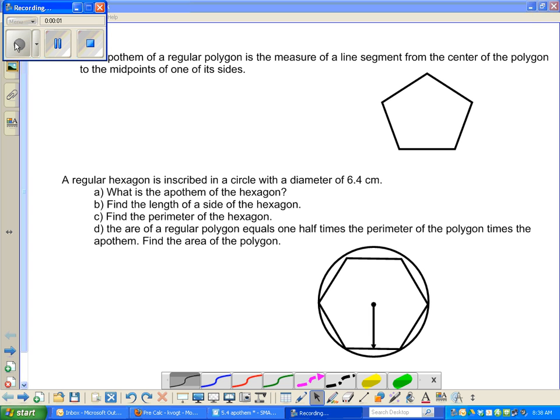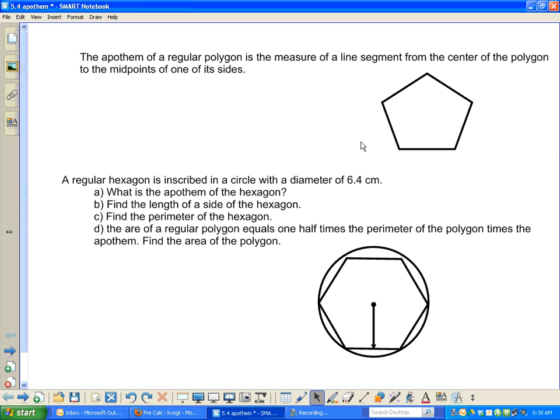So the apothem of a regular polygon is the measure of a line segment from the center of the polygon to the midpoint of one of its sides. So if we find the center of our polygon here, and draw a line straight down to the midpoint, not a very straight line, that would be the apothem.